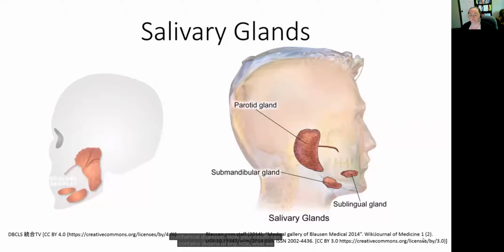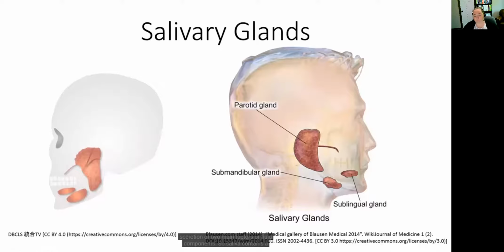Now, your mouth contains dozens of tiny little, what we call minor salivary glands. They're scattered throughout the oral cavity, and they are important, but most of your saliva comes from three pairs of what we call the major salivary glands. So we're going to be focusing primarily on the major salivary glands. Saliva is a really complex fluid. I said in the intro to this video, that's in your course module, there are over 1,100 unique proteins in saliva. And it's doing a lot for us, and it's doing that through the secretion of two main fluid components.